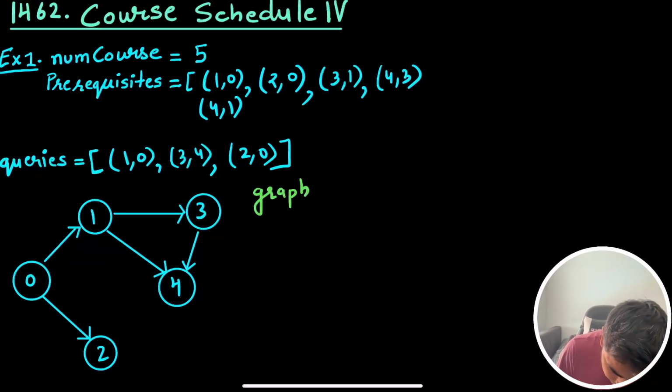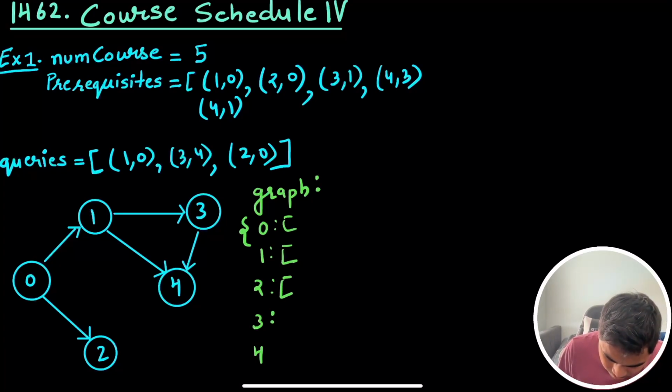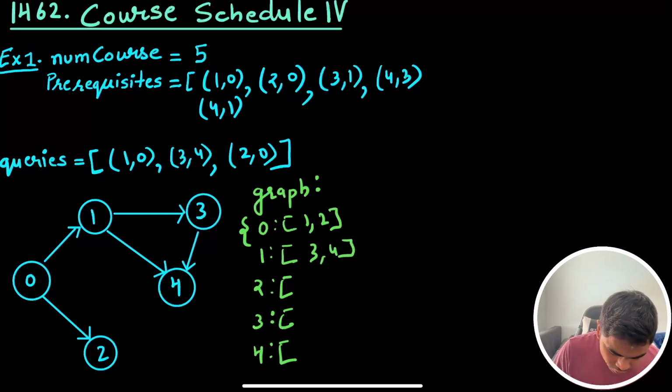So this will go like this. We will create a graph adjacency list for each node 0, 1, 2, 3, 4. We will create the array or list for each of these nodes' neighbors, right? So 0 has the neighbors 1 and 2. Then 1 has the neighbors 3 and 4. 2 does not have a neighbor, so this is empty. 3 has a neighbor 4. 4 does not have a neighbor.